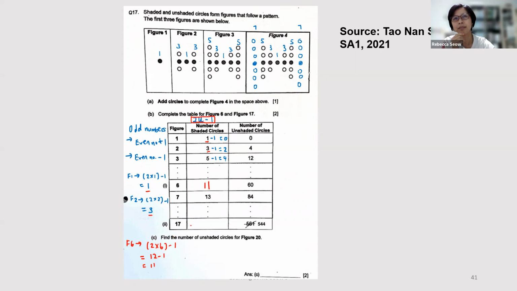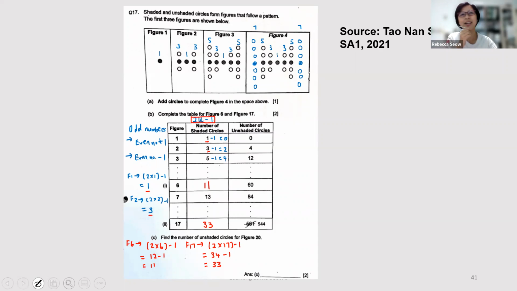How about the second blank? The second blank would be figure 17. So figure 17 would mean that we take 2 multiplied by 17 and we take away 1. So 34, take away 1, we have 33. Therefore, the answer for the second blank is 33.